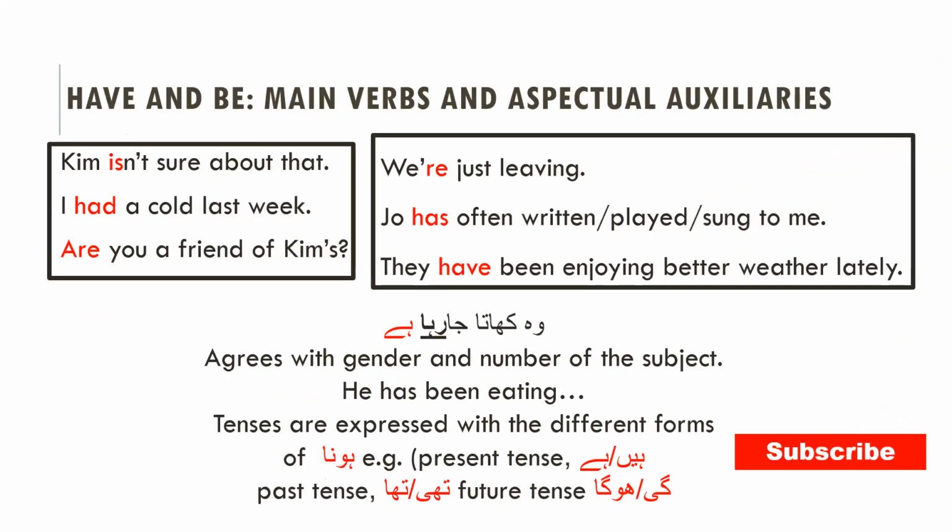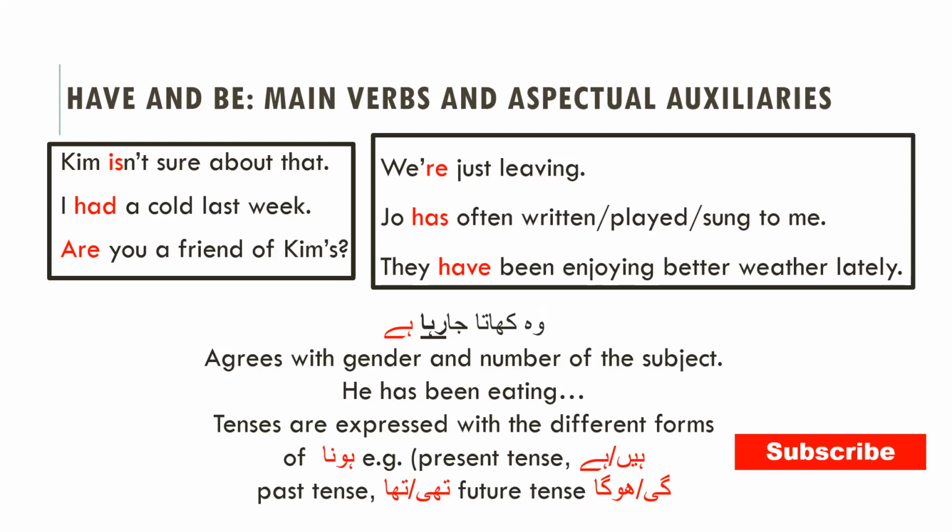And then we have here have and be. There is another peculiar point that is to be noted for have and be. These have and be can be used as main verbs. They can also be used as aspectual auxiliaries. So when we move towards the main verbs, for example, Kim is not sure about that. I had a cold last week. Where we don't have a specific main verb or lexical verb, we would be using the forms of be, that is, am, are, has, have. These all forms would be used basically for helping the function of the main verb.